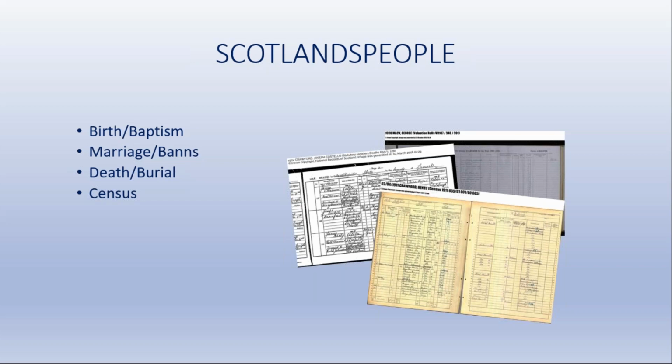And it wasn't until 1841 that there was genealogical information available, and those are the ones that have been digitized and placed on the Scotland's People website. So 1841, 1851, 1861, 1871, 1881, 1891, 1901, and 1911, which is the most recent census.